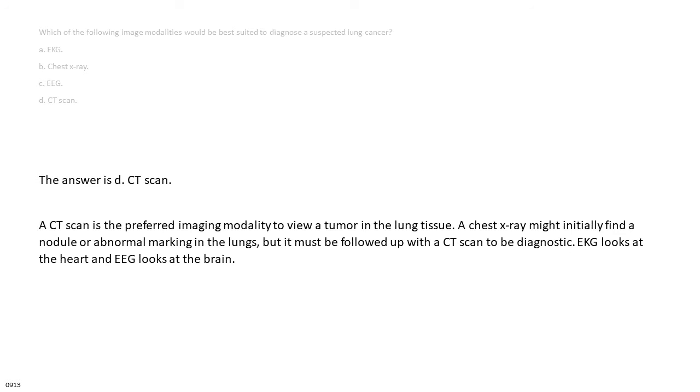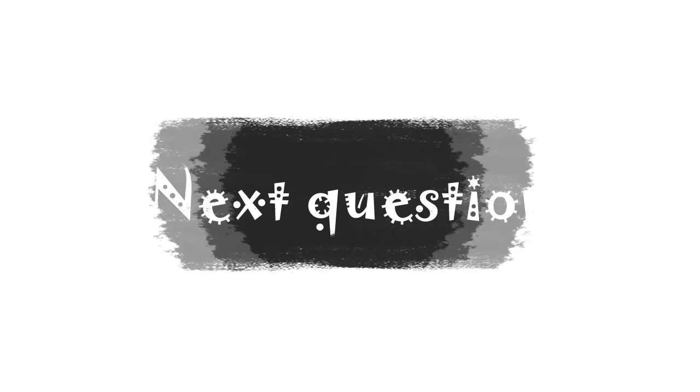The answer is D. CT scan. CT scan is the preferred imaging modality to view a tumor in the lung tissue. A chest X-ray might initially find a nodule or abnormal marking in the lungs, but it must be followed up with a CT scan to be diagnostic. EKG looks at the heart and EEG looks at the brain.